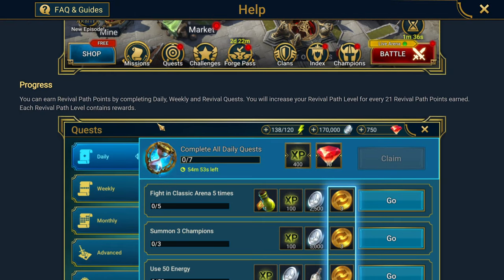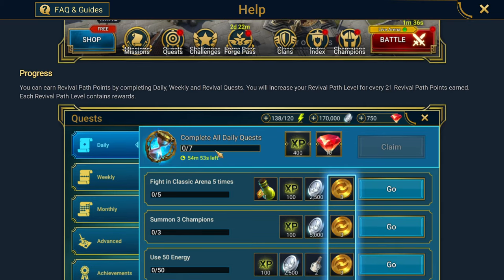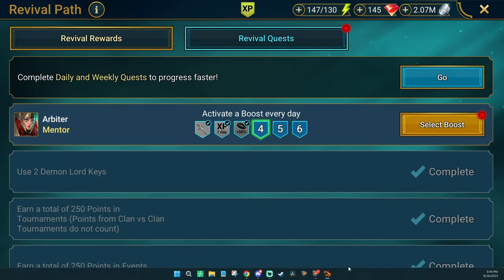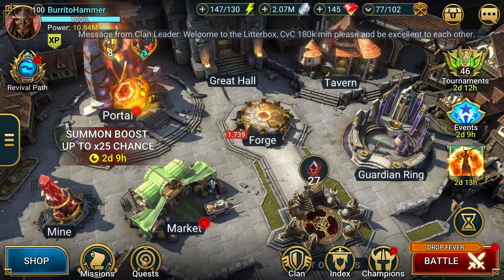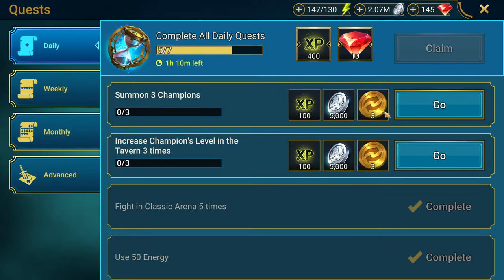So you can earn Revival Path points by completing daily, weekly, and revival quests. You will increase your Revival Path level for every 21 Revival Path points earned. Each level contains rewards. And so that would look like, basically, if you go to your quests, you can see here, oh, here's 3 points here, 3 points here. If you're wondering about that, that's what that is.